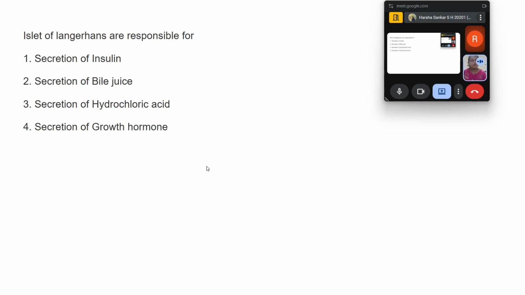Pancreas has a dual role, both a digestive role as well as an endocrine function. The endocrine gland forms insulin, glucagon, etc. from the pancreas. So islets of Langerhans can be seen in the pancreas.